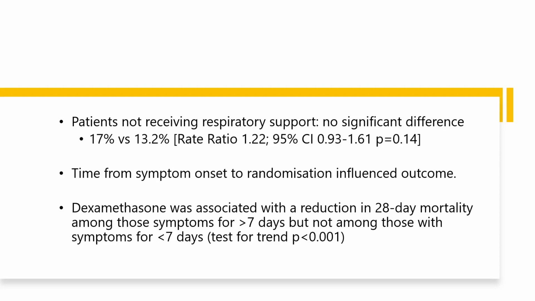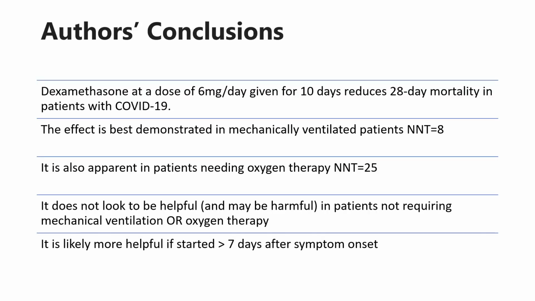So the time from symptom onset to randomization influenced outcome. Dexamethasone was associated with a reduction in 28-day mortality among those patients whose symptoms were for more than 7 days, but not among those with symptoms for less than 7 days. So the length of hospital stay, the median was 12 days versus 13 days. It's significantly reduced in the dexamethasone group. And the use of ventilation also significantly reduced in the dexamethasone group. And any documented new major cardiac arrhythmias was not reported during this period.